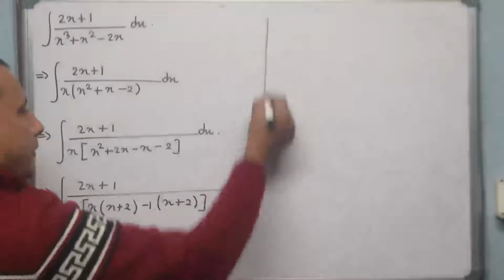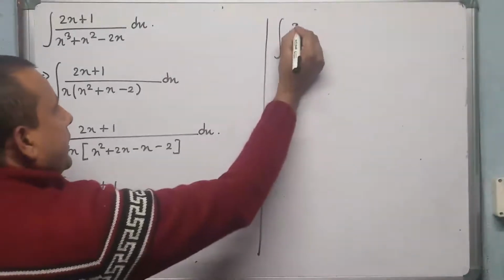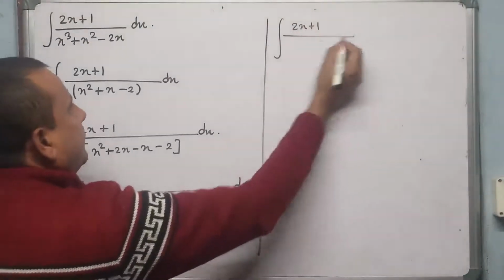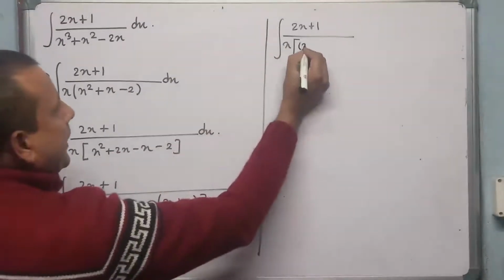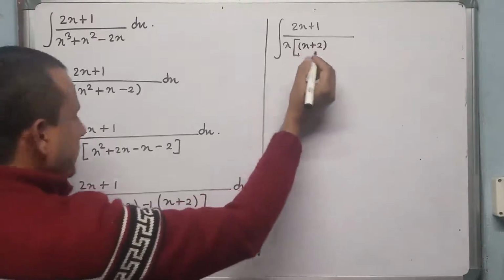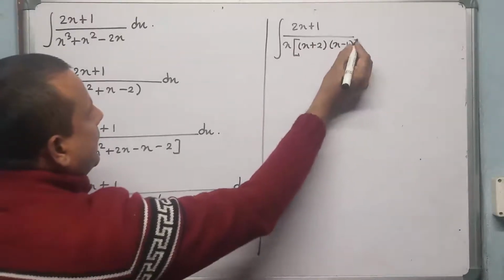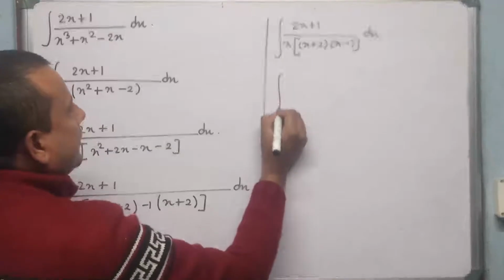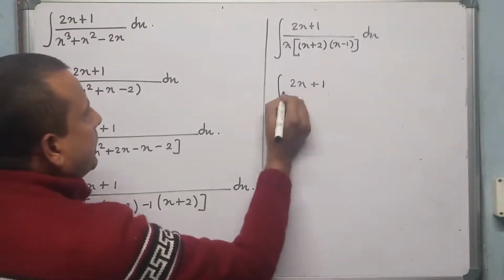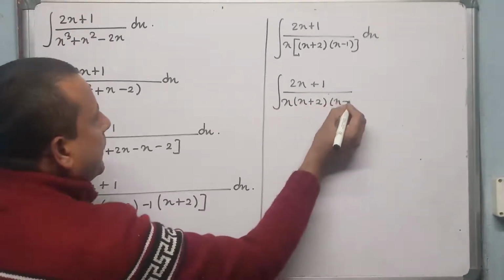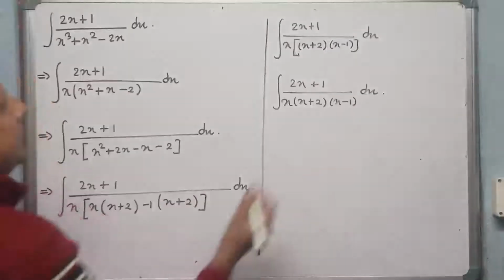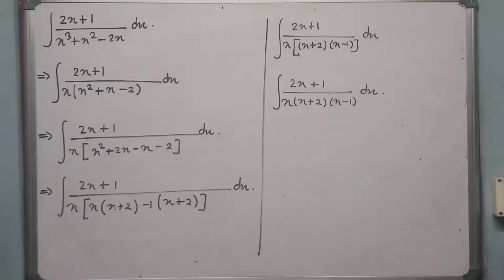Now then, integration of (2x + 1) over x(x + 2)(x − 1) dx. Now the final integration will be (2x + 1) over x into (x + 2) into (x − 1) dx. Now sir, we have this quantity over here, three different factors in the denominator.